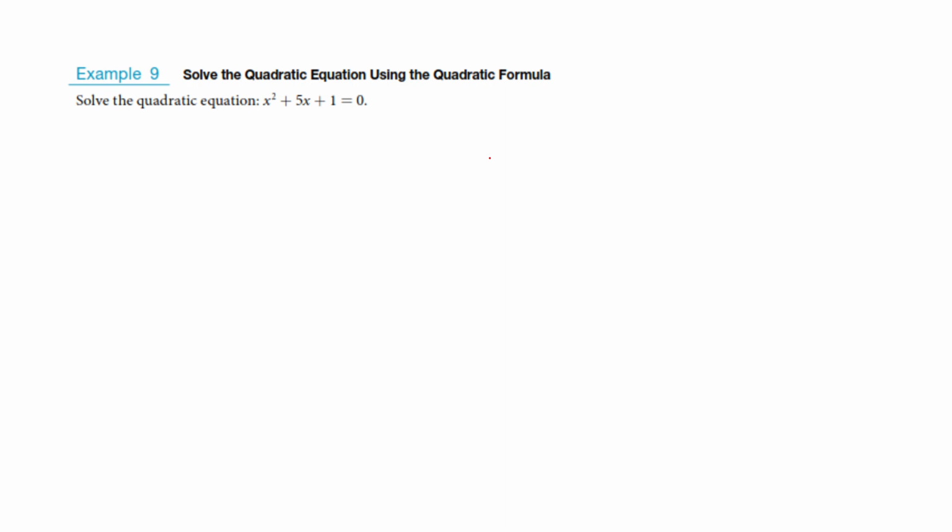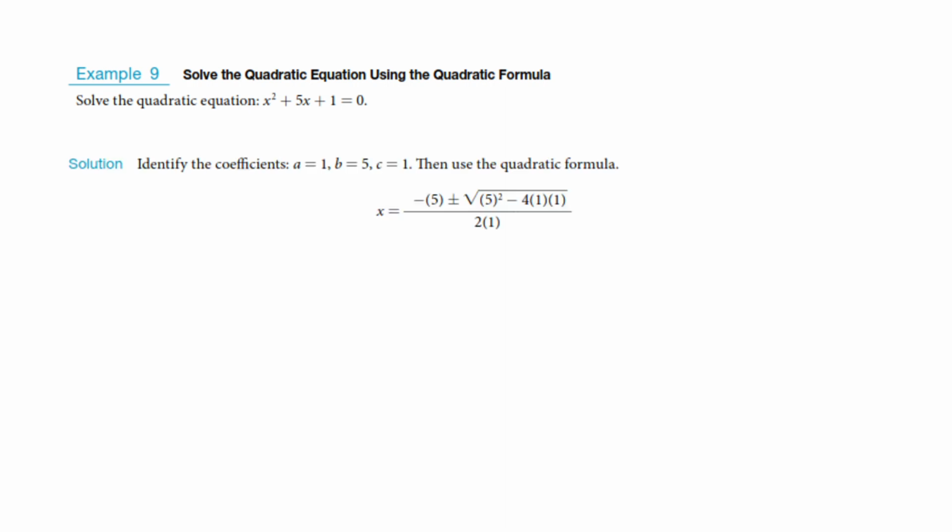So let's get going here. First of all, here's how we use the quadratic. In front of the x squared is a 1. So that's my a, my b is 5, my c is 1. And all I have to do is plug them in. So negative b, let me put it here again just in case, plus or minus the square root of b squared minus 4ac all over 2a.